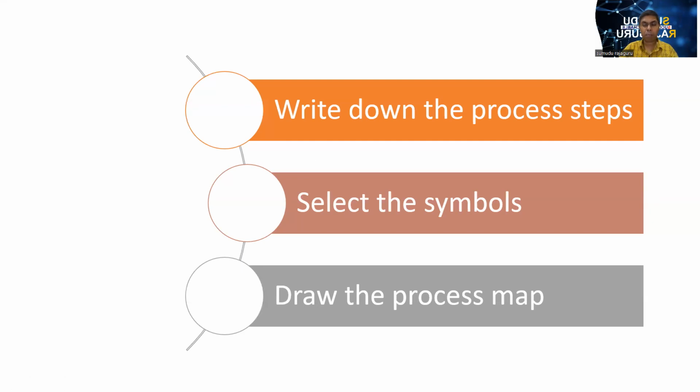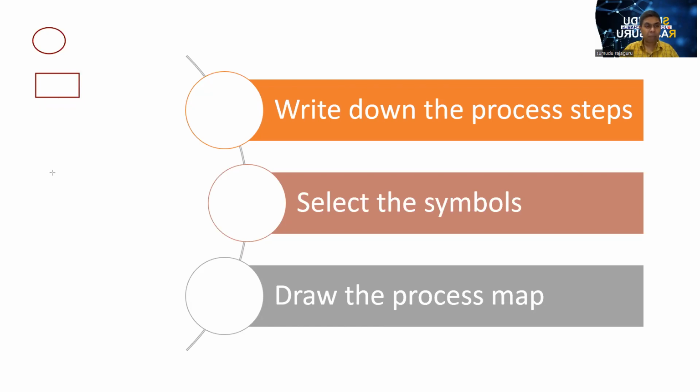Step number 1, step number 2, step number 3, likewise. Then we have to select the symbols. When we draw the process map, there are mainly 4 symbols that are very important. What are those 4 symbols? The first one is the circle. Starting or ending a process, we illustrate by using the circle. Then all other process steps we can illustrate by using the rectangle.